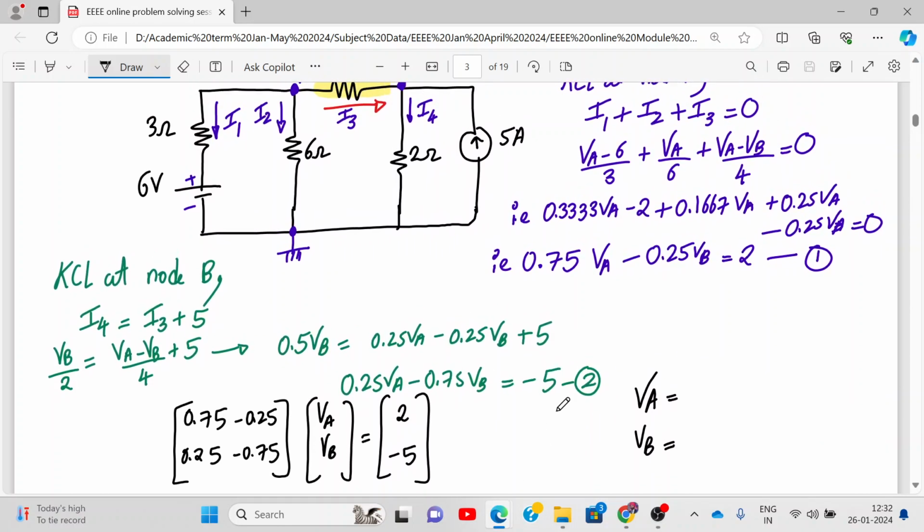Come on, quickly tell me. VA is 5.5 volts and VB is 8.5.